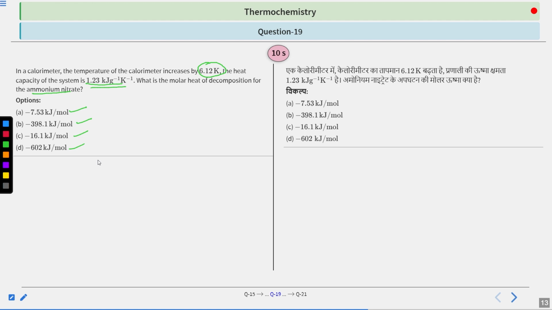So what is the main clue for this question? The main clue would be that the temperature change is given, right? You have to find the molar heat of decomposition for ammonium nitrate. So you must be able to write the decomposition. If not, then you can also get through it. So you have to find the molar heat. So what is molar heat? You must know that. And the heat capacity of the system is already given, so you have to use that, and only then are we able to solve this question. So your 10 seconds to solve this question starts now.